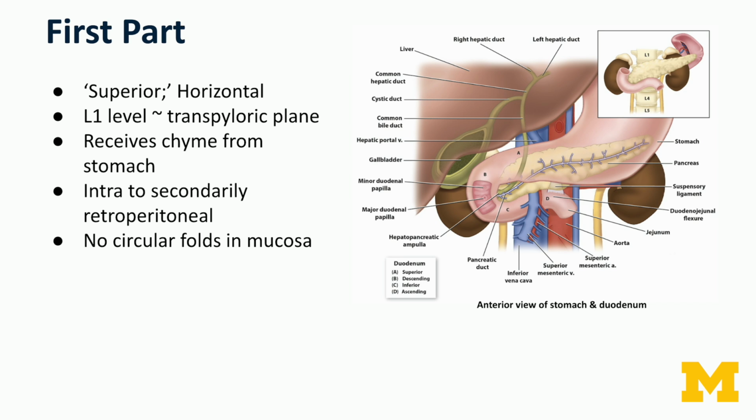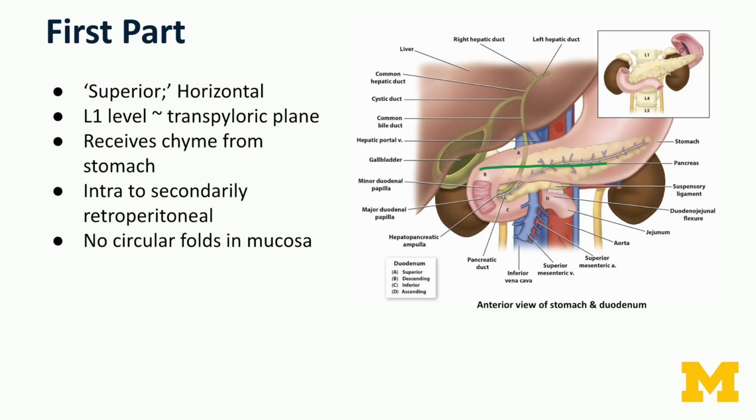So let's look at the first part, or the superior part, or the horizontal part. They're all the same. That first part is at the level of the first lumbar vertebrae. It's also an anatomical plane known as the transpyloric plane because it travels along the pyloric part of the stomach. And it is from that pyloric part that the first part of the duodenum is receiving chyme.